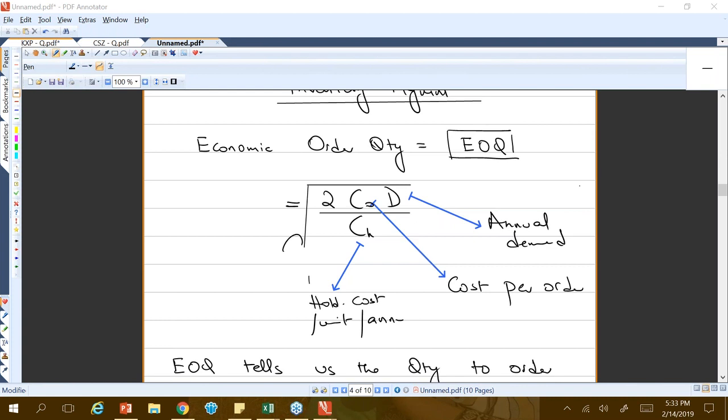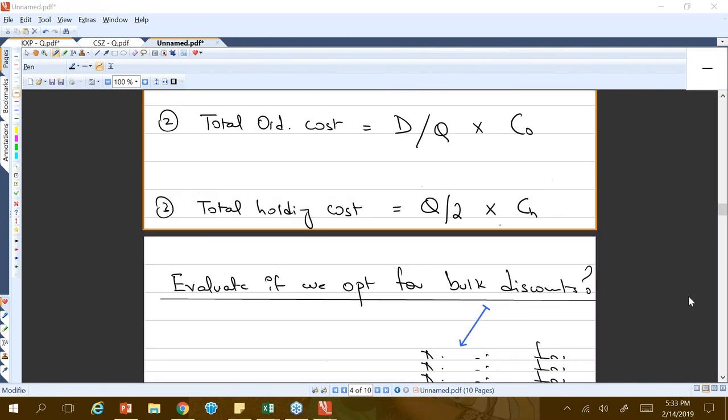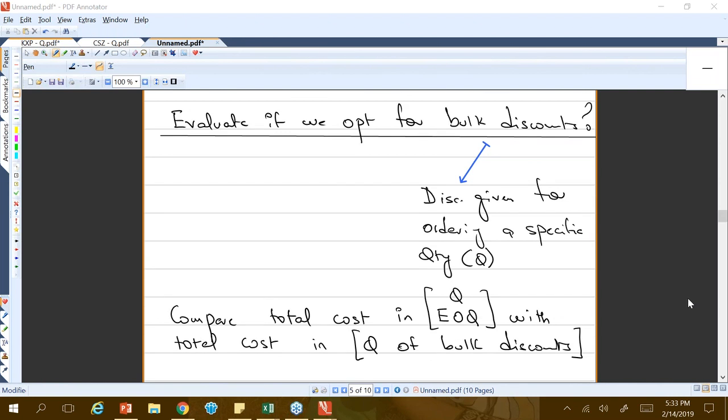So if you've got any other questions here, I'm happy to answer at this point. Any other quick questions here? So we are going to do all this. We are going to calculate EOQ. We will look at the total cost, and then we will look at the idea of bulk discounts as well, where we will compare the total cost in EOQ with total cost in the quantity of bulk discounts. And then we will choose the best option. So any final questions here before we jump into a question?